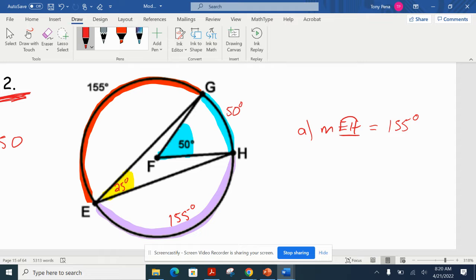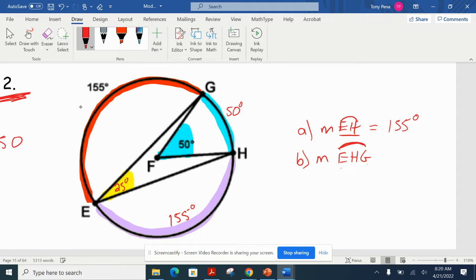Again, two letters means you want the shorter arc. All right, letter B is asking, find the measure of, notice how there are now three letters, E, H, G. So this should now be a major arc.